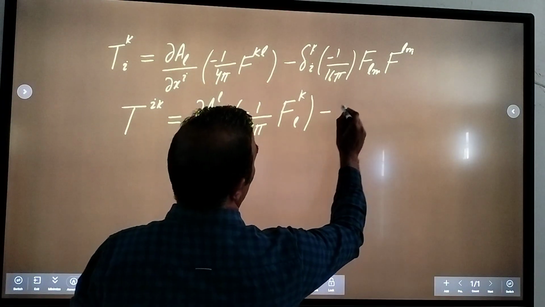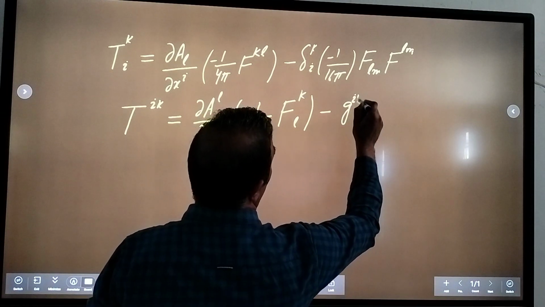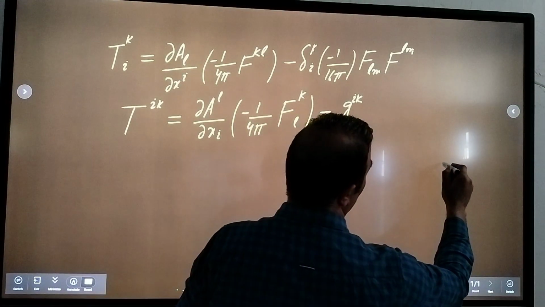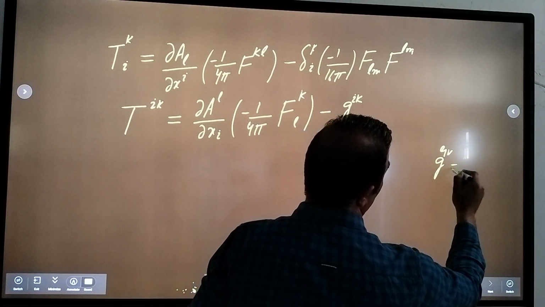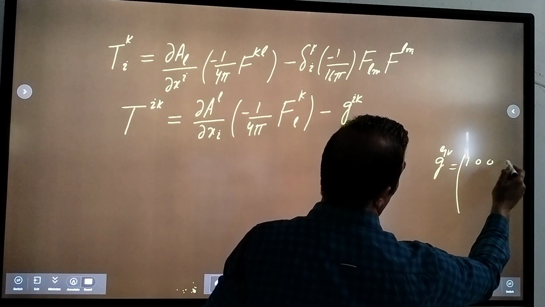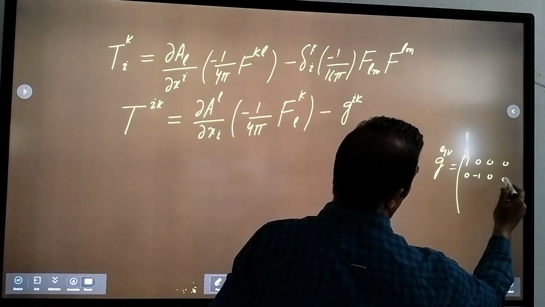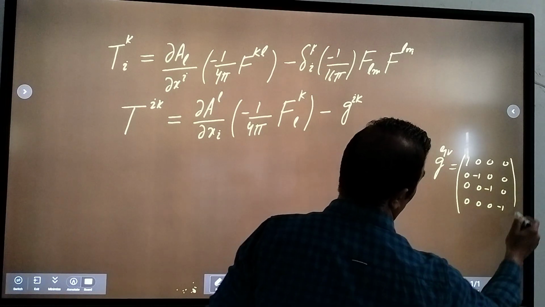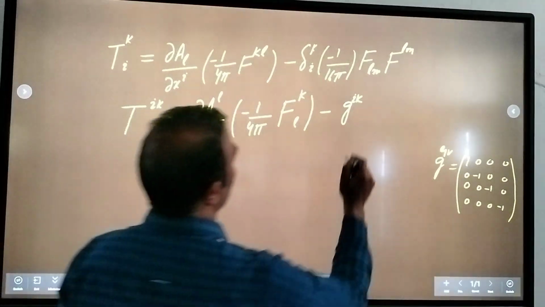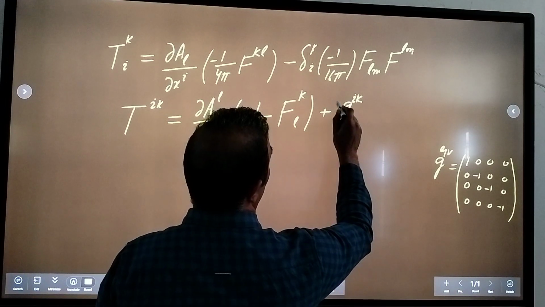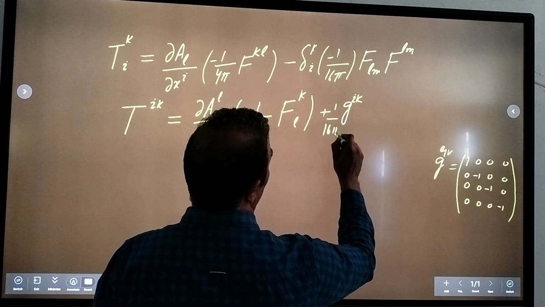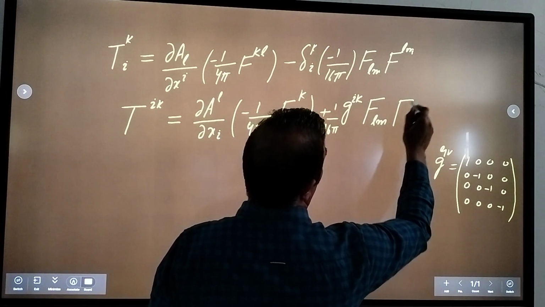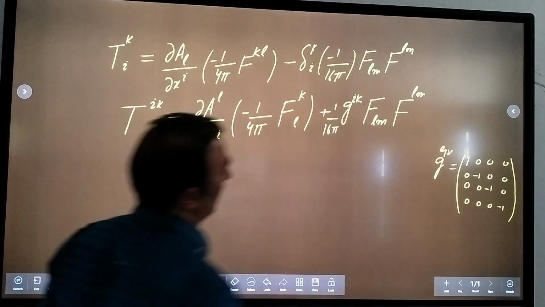And the second term will be, I can write this instead of this G of ik. So if I change it, because this is our G mu nu, that's equal to 1 0 0 0. Okay. So this will be equal to, or you can write this as plus 1 by 16 pi. Okay. Right.